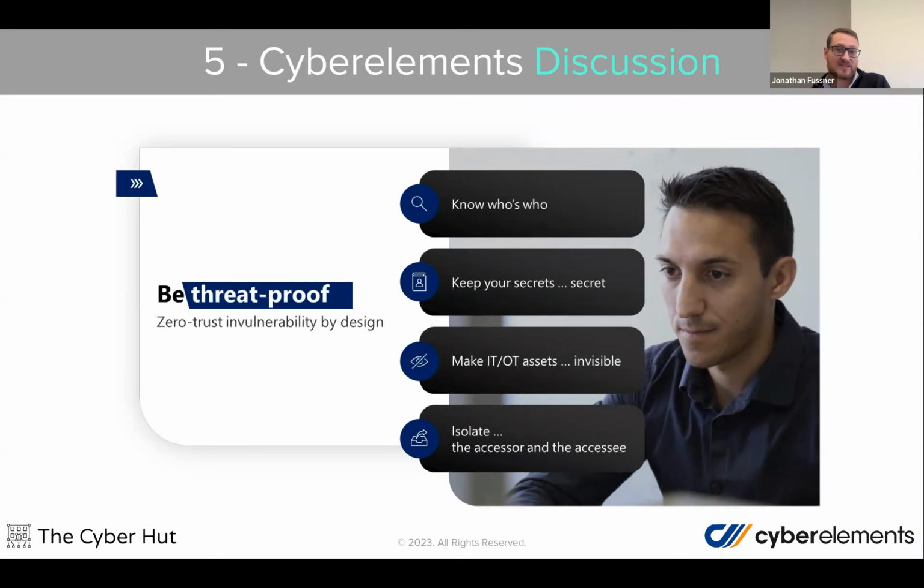And that's the last one. It's isolating the accessor, the user, and the accessee, the resource, the assets. We don't have to let them communicate directly. We have to set up something in the middle, controlling exactly the flow, the data, and what we are allowing between the user and the application. Those are the key pillars of a real zero trust approach that we promote to companies and organizations today. That's part of a real zero trust strategy.